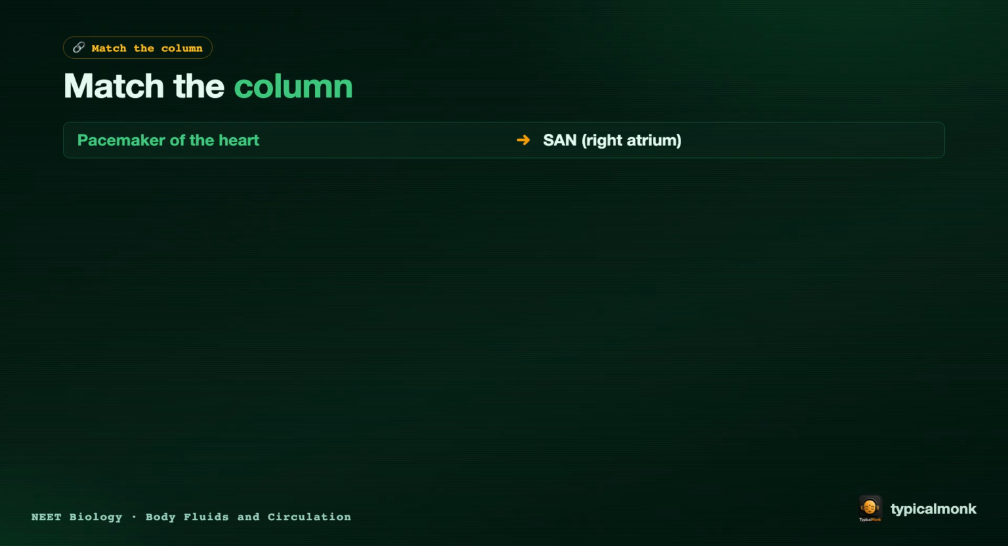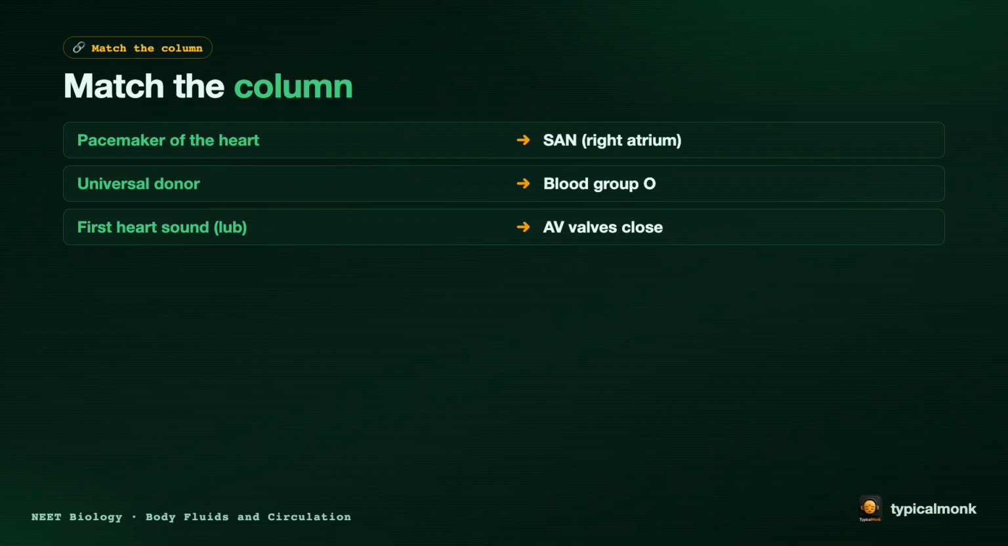Now, the second drill, match the column, make the right pairs. Pacemaker of the heart, the SAN, in the right atrium. Universal donor, blood group O. The first heart sound, lub, the AV valves closing. And the QRS complex, ventricular depolarization.